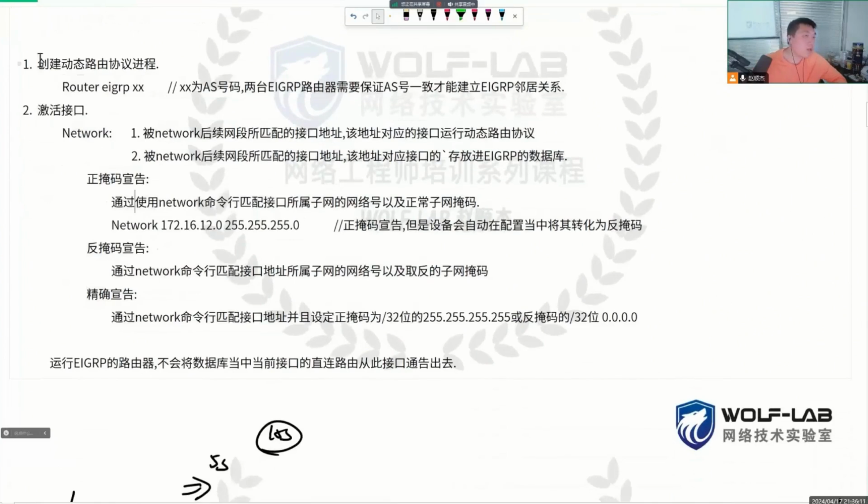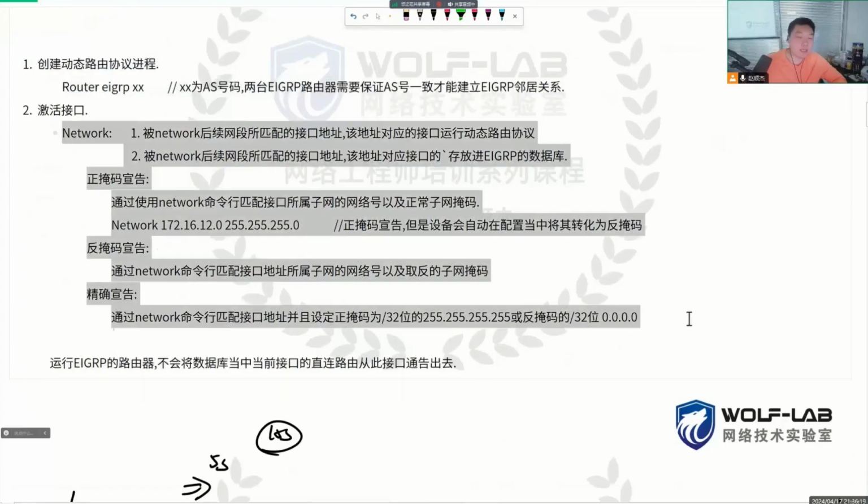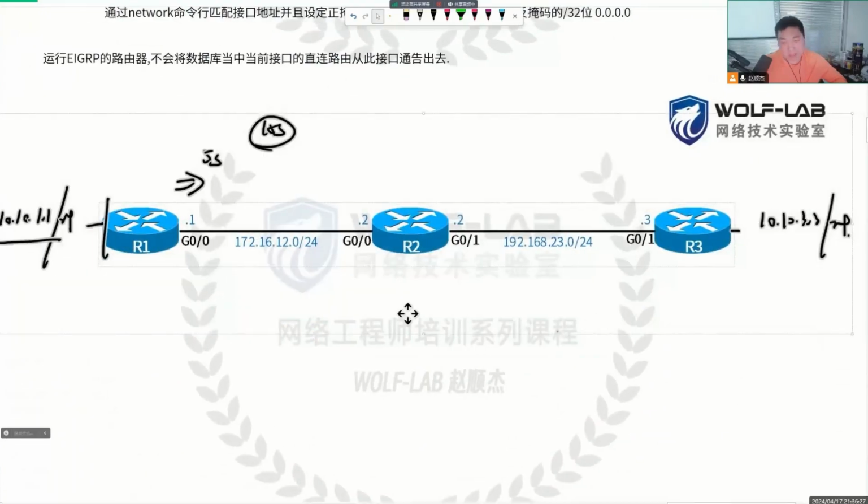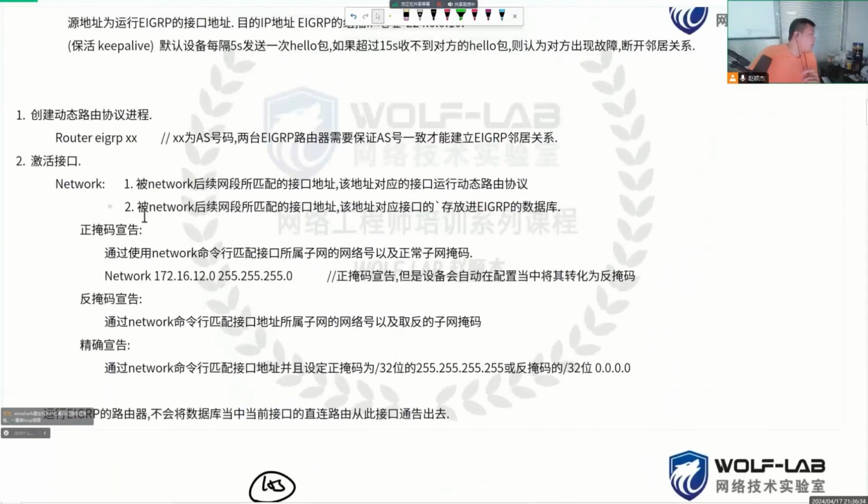Then the rest is our EIGRP operation mode. So pay attention. Creating a process must be done. Creating a process does not mean our device is running EIGRP. We must activate our interface to run. Only then, in EIGRP, we use the network command line, a centralized declaration, to declare our interface under the process and run EIGRP.